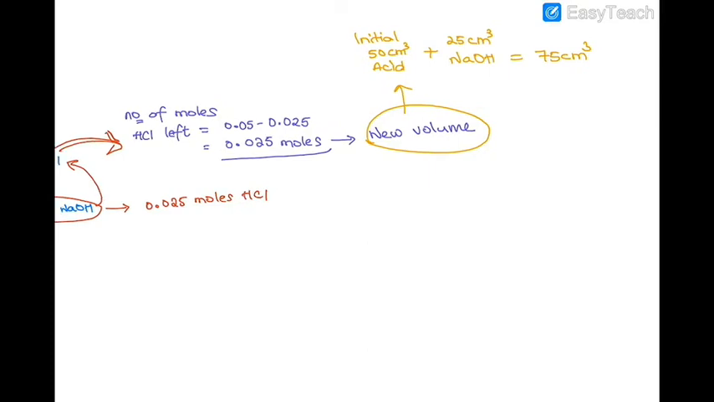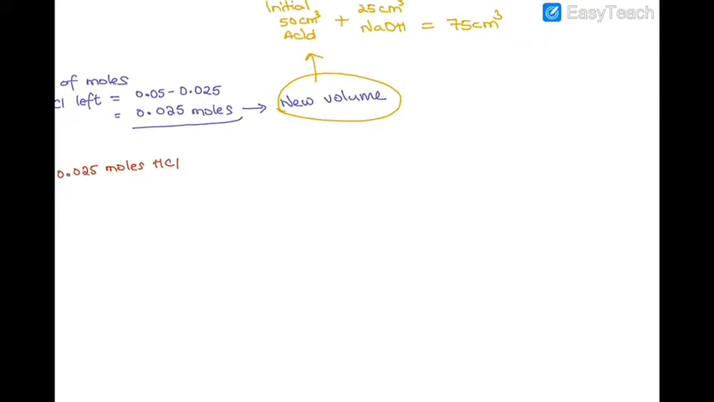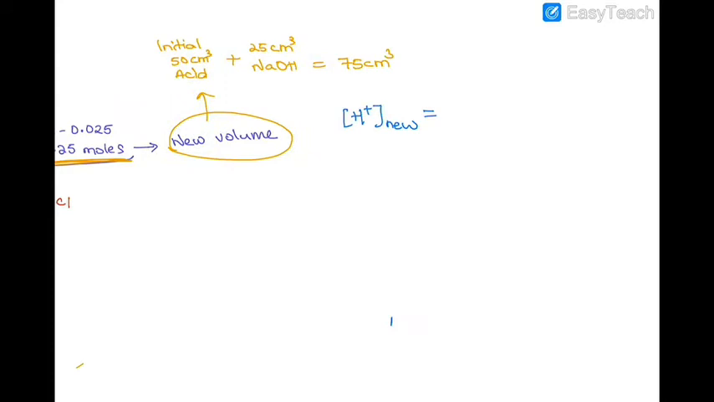So in 75 cm³, we have a new amount of HCl present, actually H+, because HCl is going to give us H+, which means that the new concentration of H+ is going to be the number of moles of H+ divided by the volume. We're going to times 1000 because it's in cm³. So the new concentration of H+ is this.